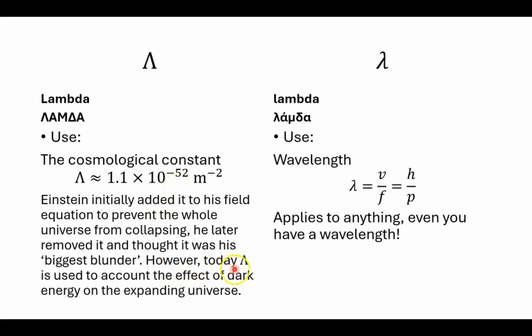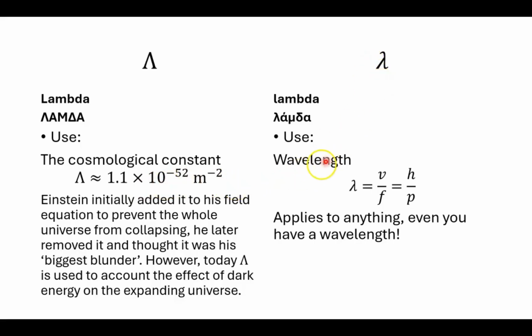However, today, lambda is used to account for the effect of dark energy on the expanding universe. Because modern cosmologists have hypothesized a thing called dark energy, which will make the universe expand and even accelerate its rate of expansion, they have to add this factor in. But it's a very small factor, as you can see from the extremely small number here. So the effect on the expanding universe is not very great.